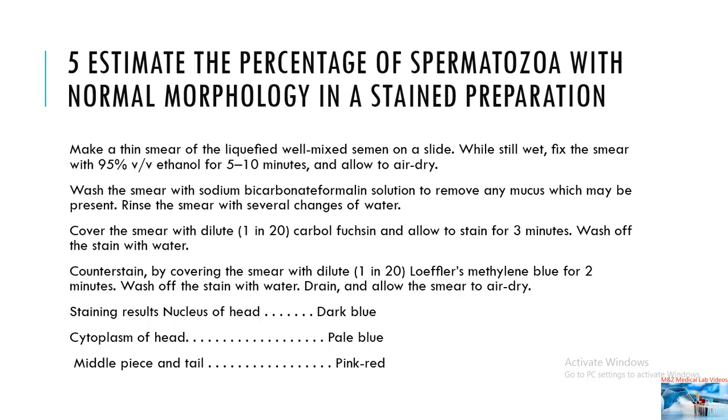Estimate the percentage of spermatozoa with normal morphology in stained preparations. Make a thin smear of liquefied well-mixed semen on a slide while still wet. Fix the smear with 95% volume by volume ethanol for 5 to 10 minutes and allow to air dry. Wash the smear with sodium bicarbonate formalin solution to remove any mucus which may be present. Rinse the smear with several changes of water.